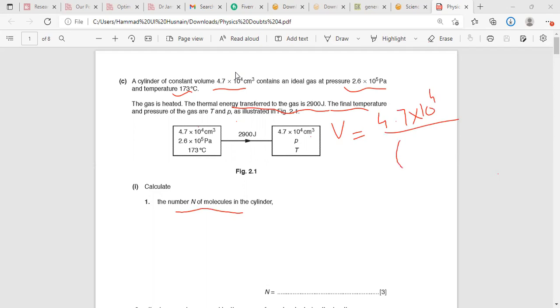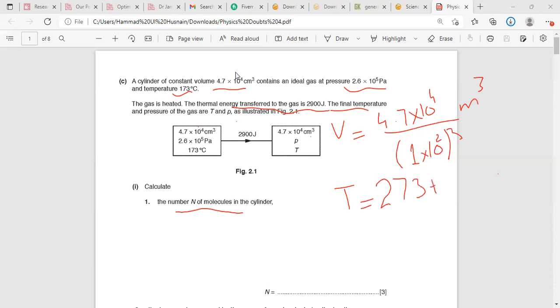It will be just 1 into 10 raised to power 2 cube, right? We just divide it by 100 cube, because we are converting from centimeter cube to meter cube, right? So in this way you can convert the volume. And similarly, in case of temperature, from degree centigrade to Kelvin, we add 273, right?